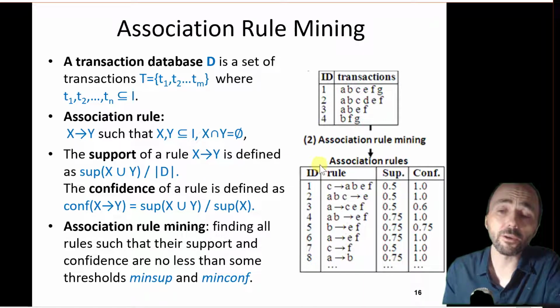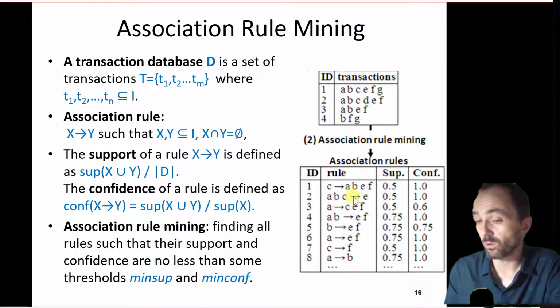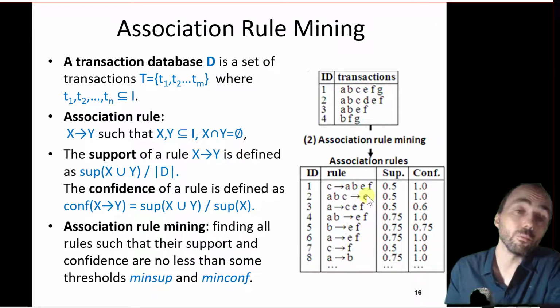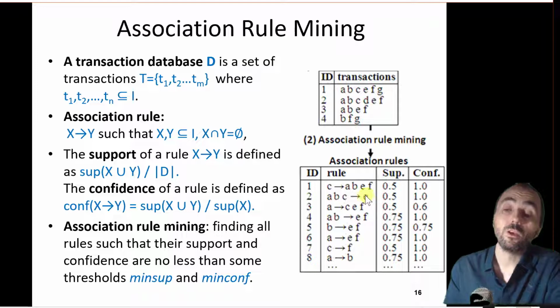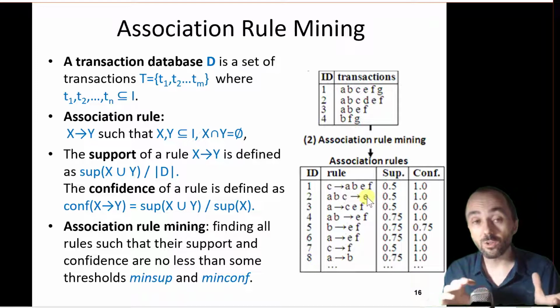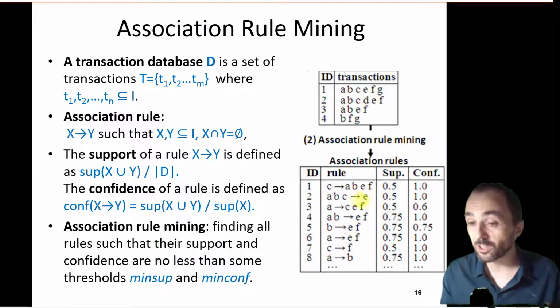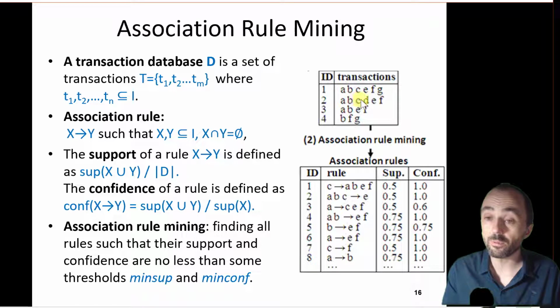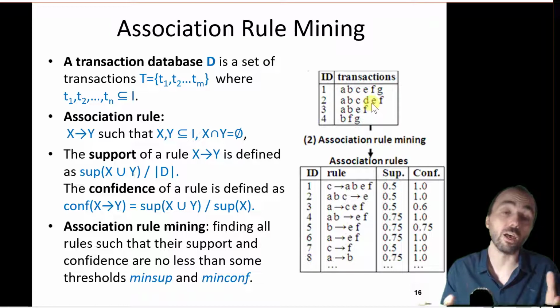There is no time in this problem. So, for example, we could find a rule like A, B, C implies E. A, B, C implies E means if you have a transaction that has A, B, C, it will also contain E, normally. But again, there's no time in this. It does not mean after or before. It means together. If you have ABC, you will also have E together.